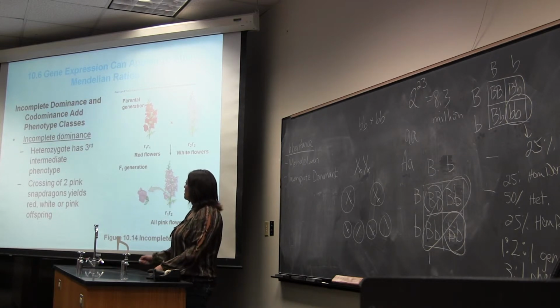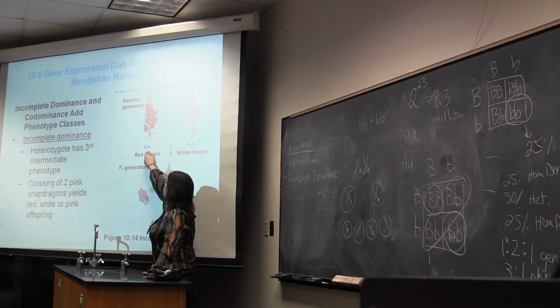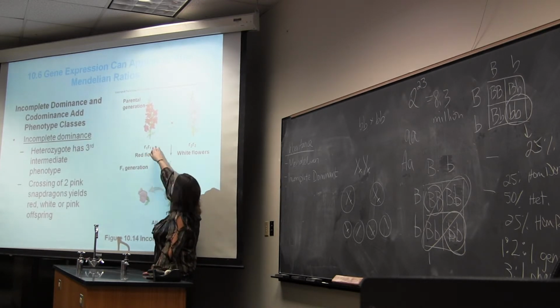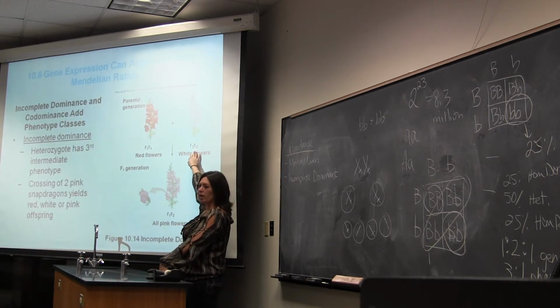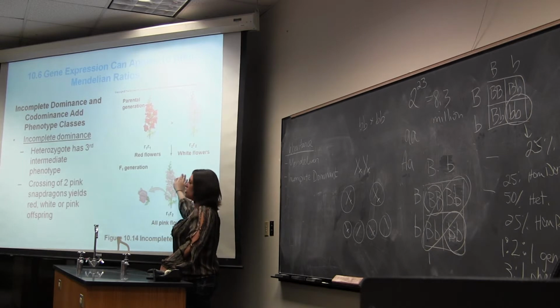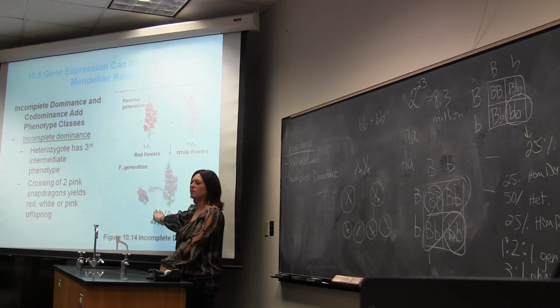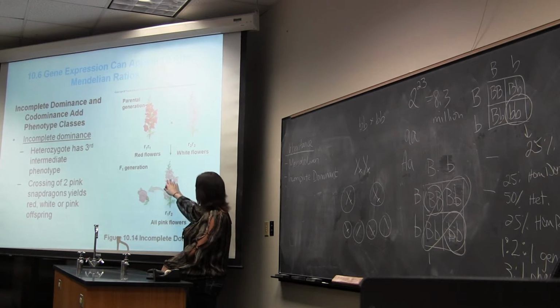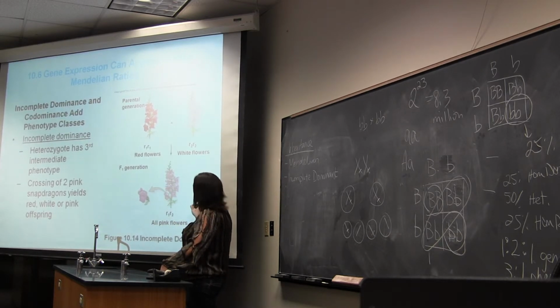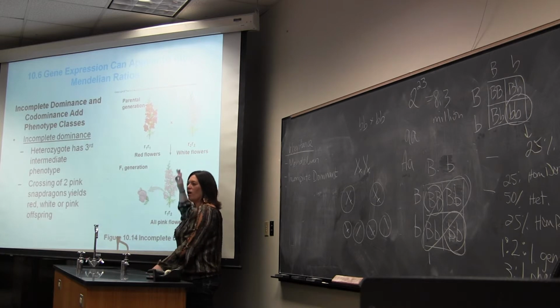An example is snapdragons, which is a type of flower. If you take a homozygous red snapdragon and cross it to a homozygous white snapdragon, you're going to get a combination of something in between. So you're going to end up with pink. And then if you cross pink and pink, you're going to end up with either red or white.